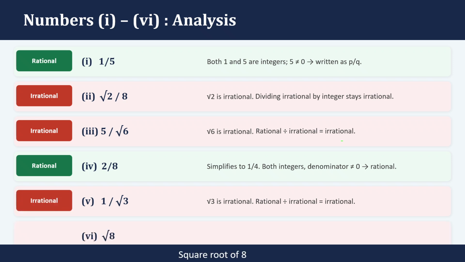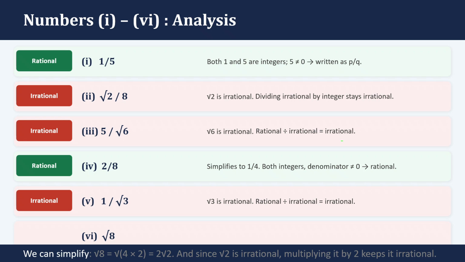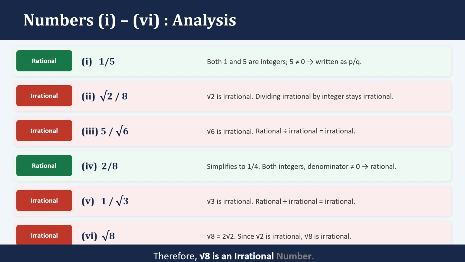Square root 8. Square root of 8. Now, is 8 a perfect square? No. The perfect squares near 8 are 4 and 9. So square root 8 is not a whole number. We can simplify. Square root 8 equals square root of 4 times 2, which equals 2 root 2. And since root 2 is irrational, multiplying it by 2 keeps it irrational. Therefore, square root 8 is an irrational number.